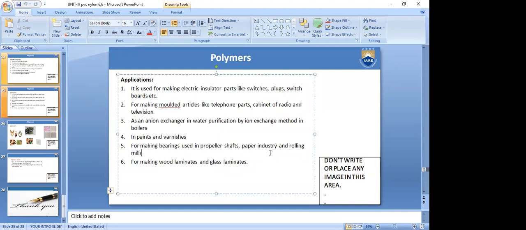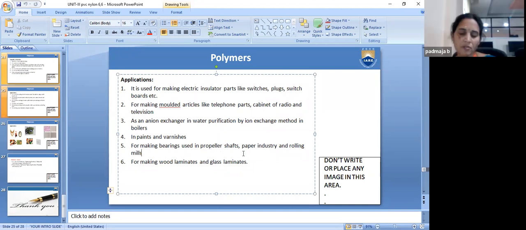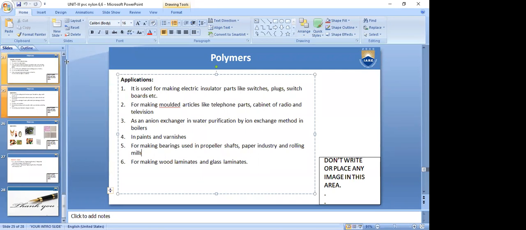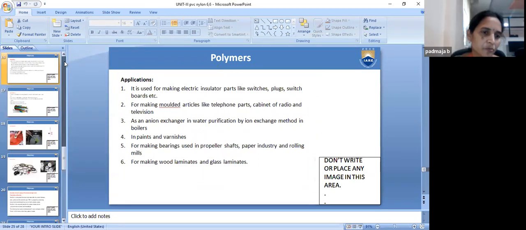Pavings, used in propeller shafts and paper industry, rolling mills. All these various applications are there for Bakelite. You can write.